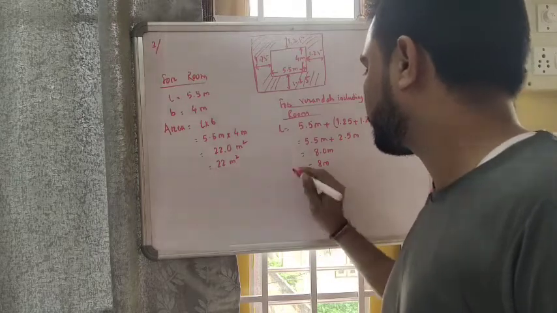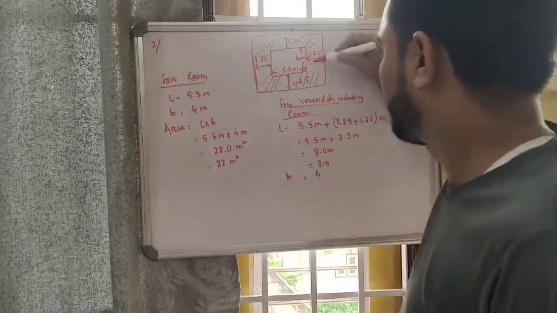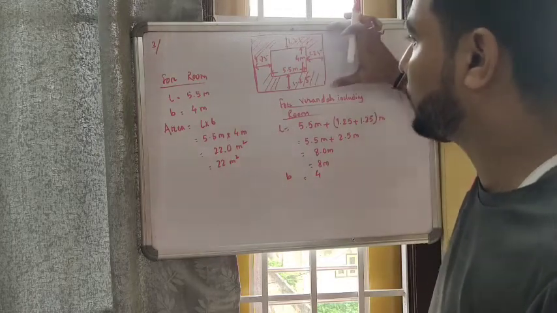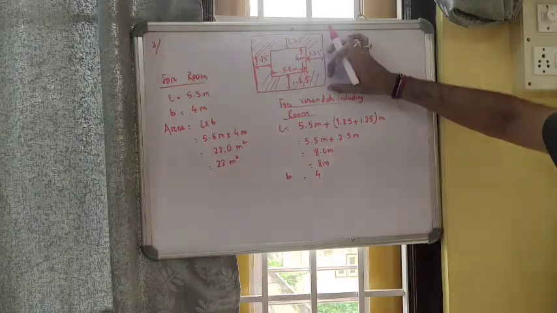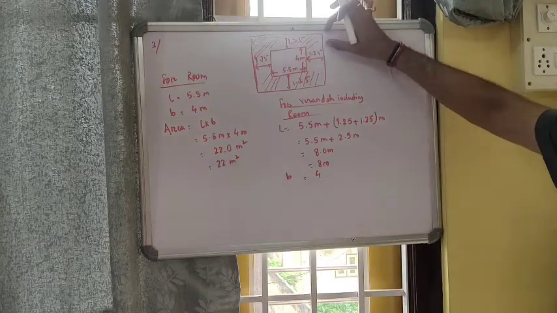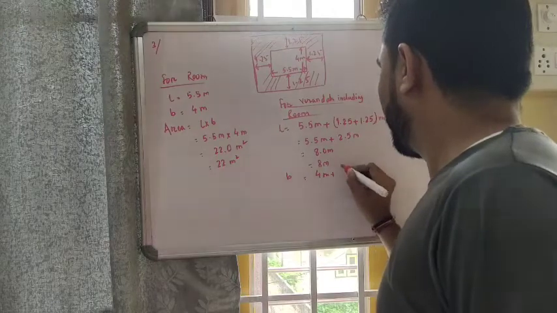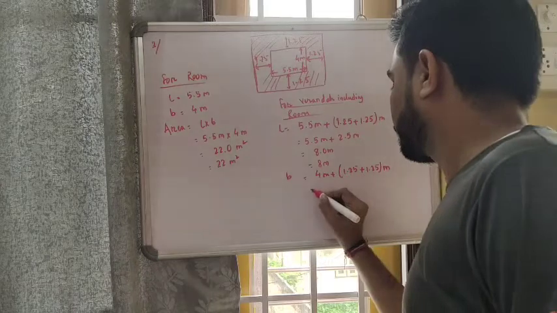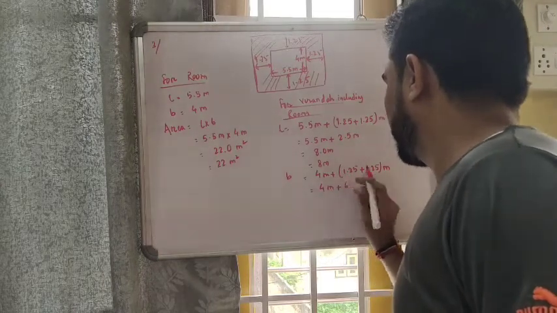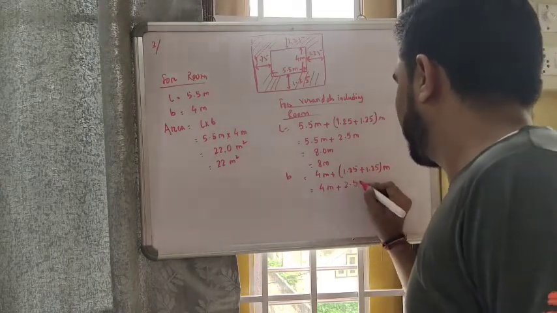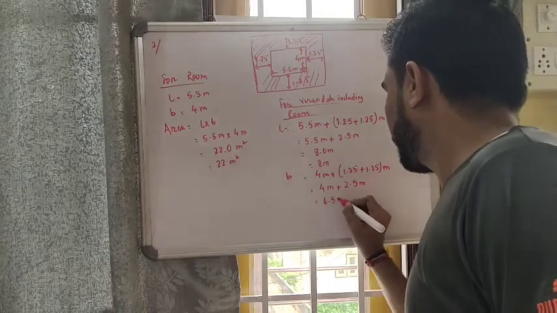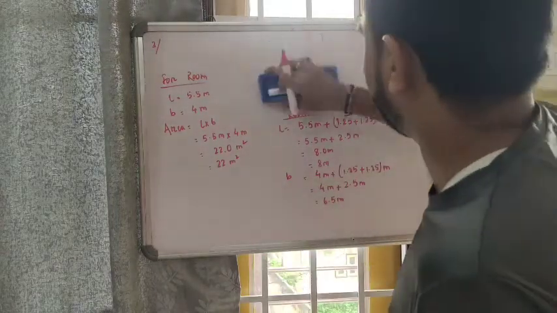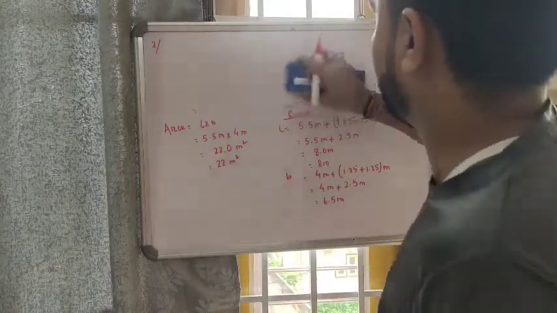Same comes breadth. Breadth from here to here it is 4 meter and from here to here it is 1.25 and again 1.25. So total breadth will be 4 meter plus 1.25 plus 1.25 meter, which is 2.5 meter, which gives 6.5 meter. Okay, I'm going to rub the figure now because I'm running out of space.